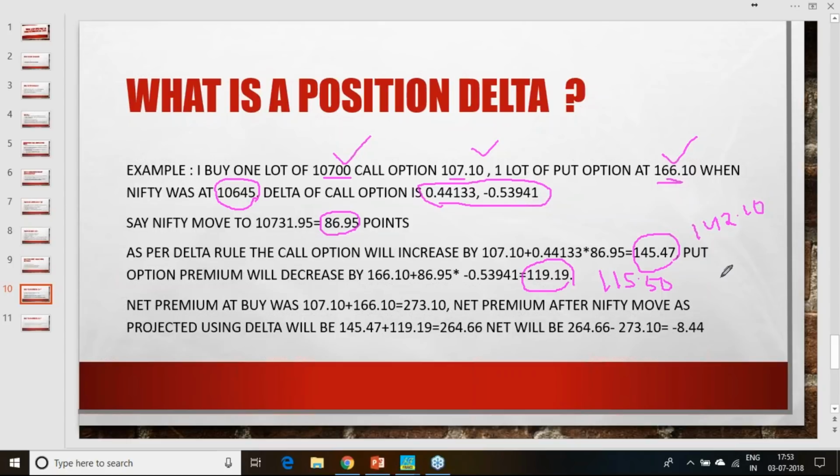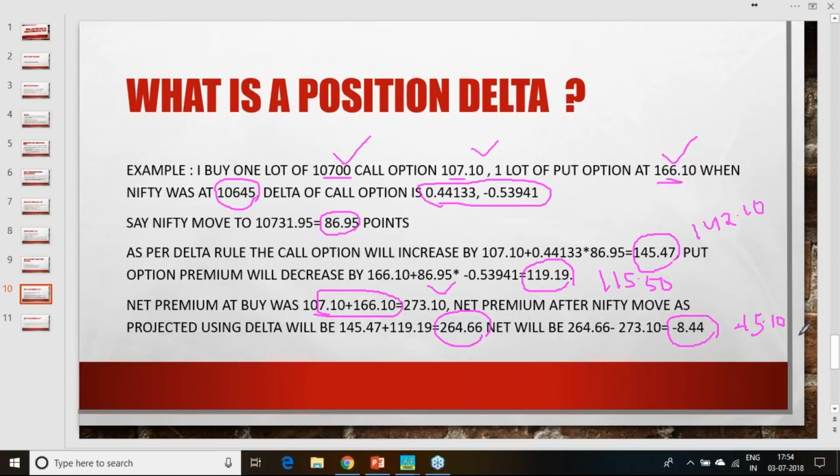Now based on this, at my buying price, both the premiums I have invested total 273.10, and based on my delta calculations the premium is coming to 264.66. So it is 8 rupees 44 paisa loss. However, in the actual case, my loss is 15 rupees 10 paisa. My estimated loss using delta was only 8 rupees 50 paisa, and actually 15 rupees 10 paisa happened.